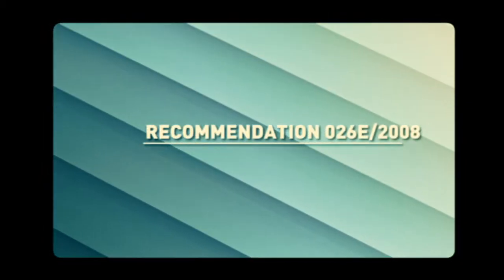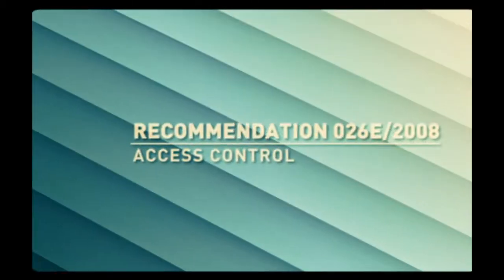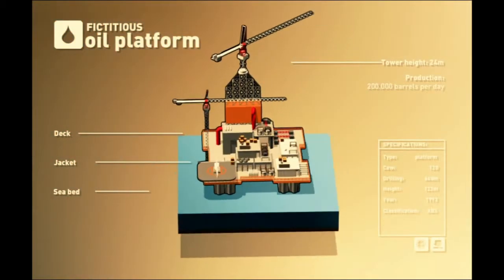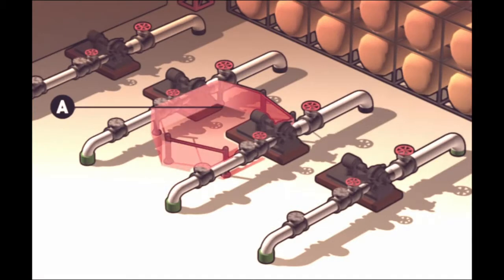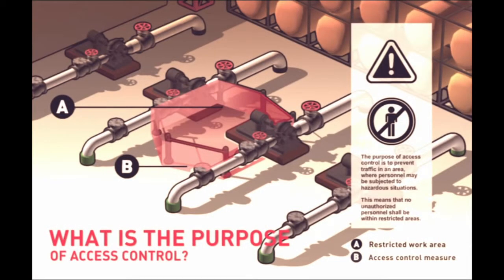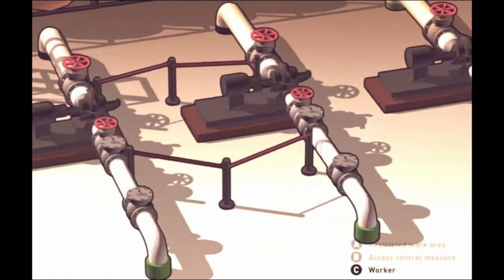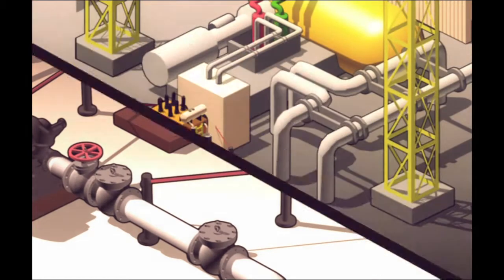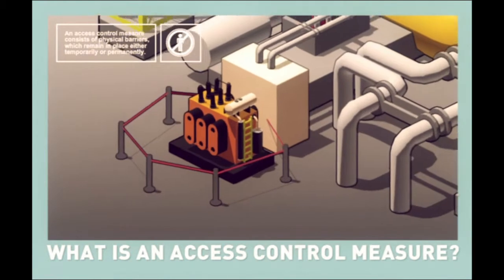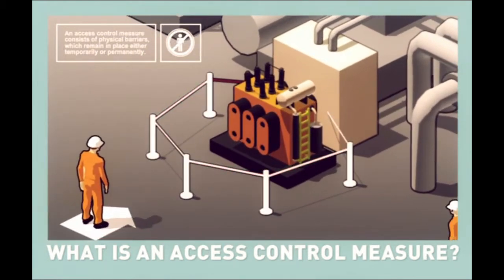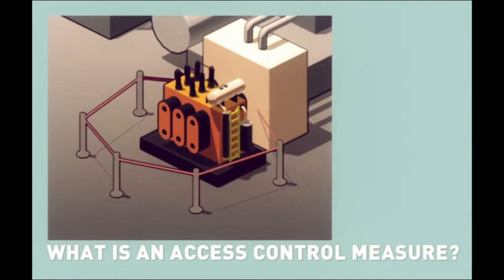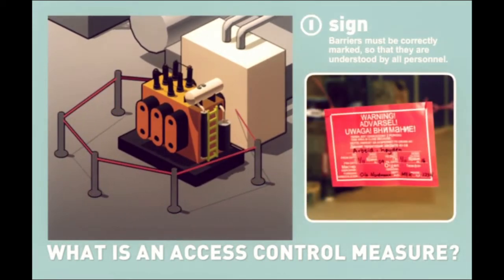What is the purpose of access control? The purpose of access control is to prevent traffic in an area where personnel may be subjected to hazardous situations. This means that no unauthorized personnel shall be within restricted areas. An access control measure consists of physical barriers, which remain in place either temporarily or permanently. The barriers must be correctly marked, so that they are understood by all personnel.